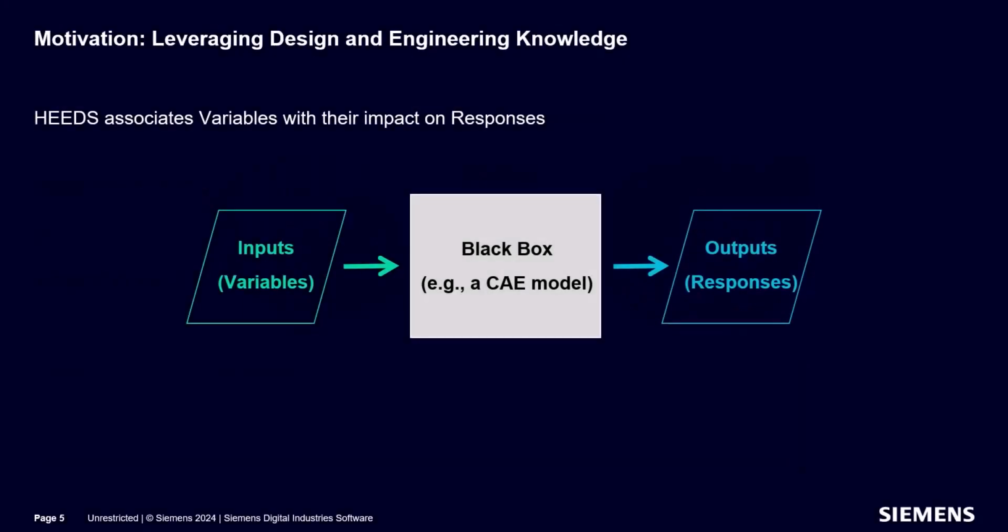Here we are referring to how HEEDS associates variables with their impact on responses. In some instances, it may seem obvious to us as humans, but to HEEDS it needs to figure out which variables impact each response and which don't, unless we give HEEDS this information. Then additionally, HEEDS will figure out how the interactivity and degree of impact influences the overall performance against our goals.